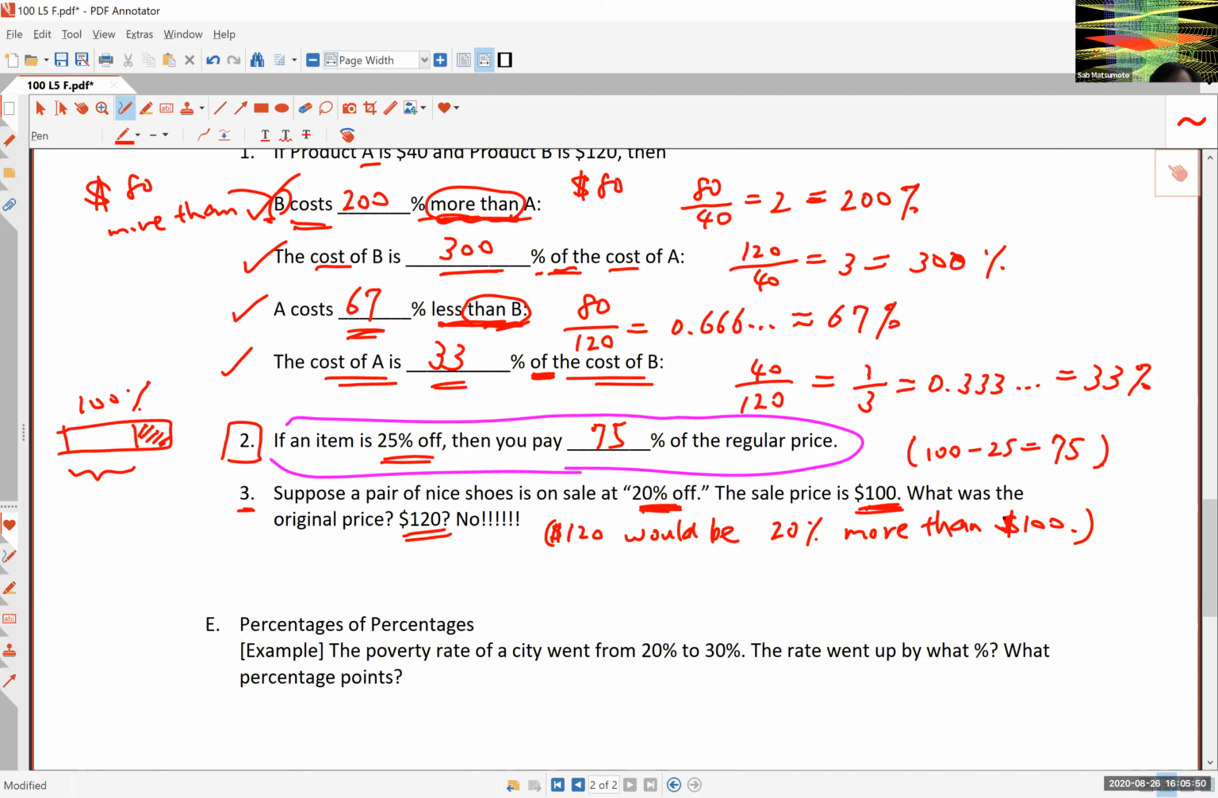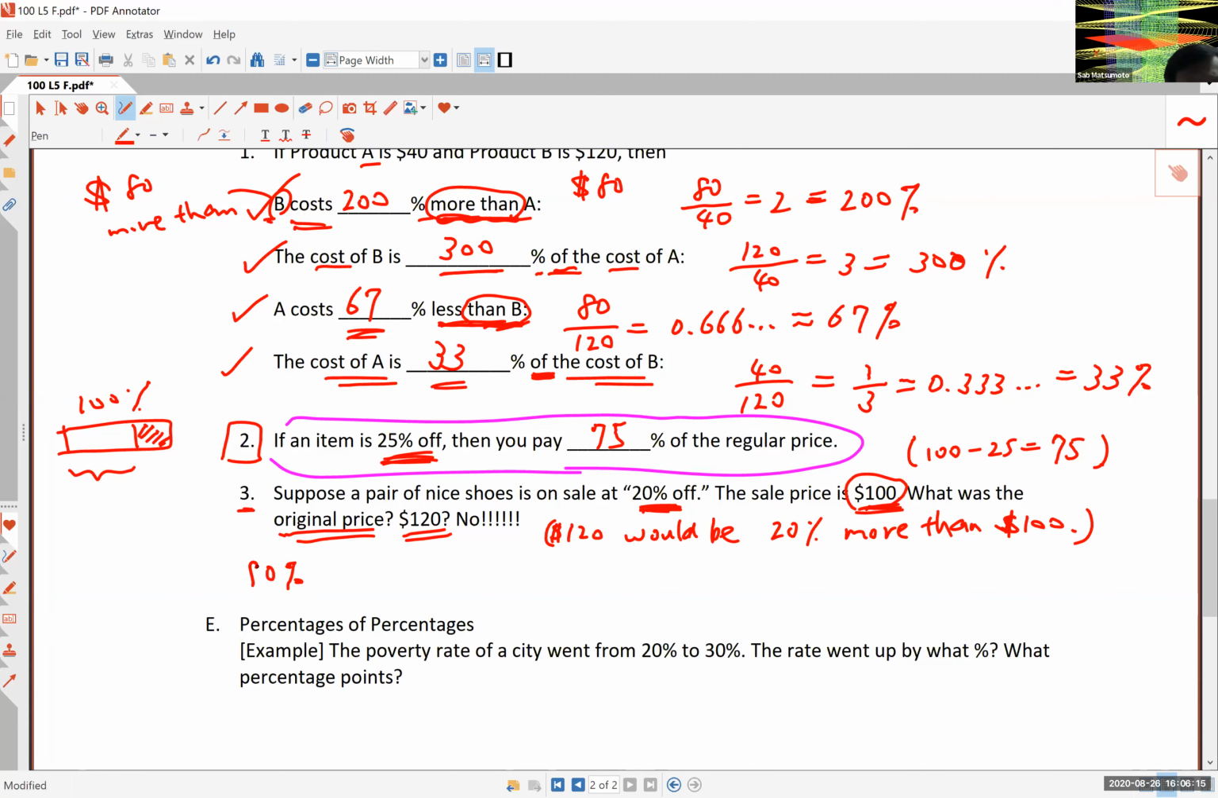But look, remember what I said? If it's 20% off, if it's 25% off, you have paid 75% of the regular price. See, the problem is you're using this as a reference number, but it's not. The reference number has to be the original price, because the question you're asking is 20% off of the original price.